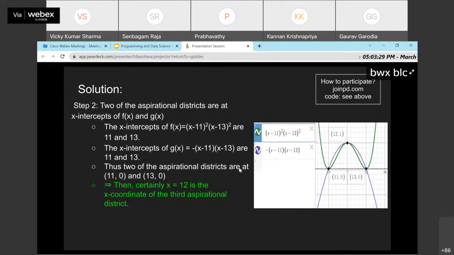So where is that third aspirational district? Certainly the other root, where both of them were equal, that was 12, right? So x equals 12 is the x coordinate of the third aspirational district.